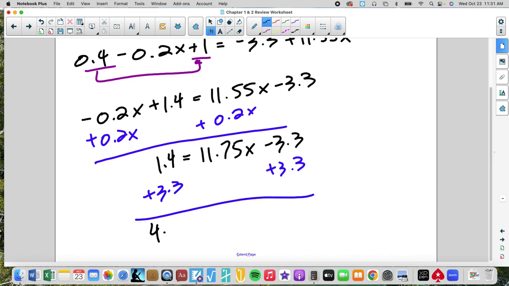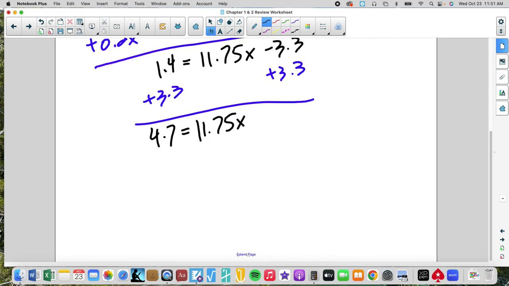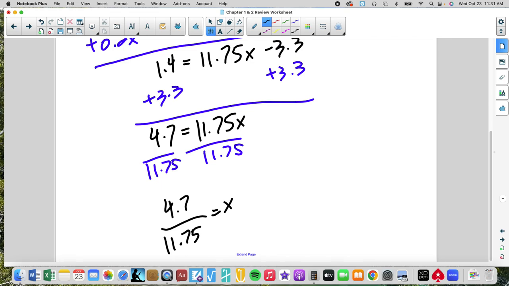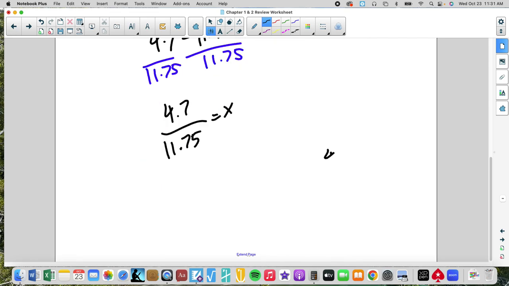That's going to give me 4.7 equals 11.75x. We got some crazy decimals. 4.7 is a weird number. 4.7 over 11.75 equals x. Can't have decimals and fractions. 4.7 over 11.75. I'm going to move it 2 places. So that gives me 470 over 1175.